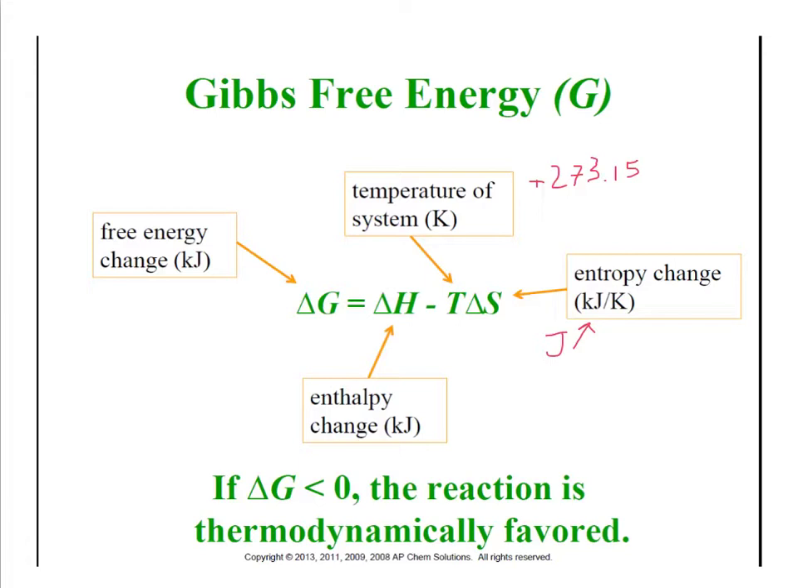And just like with the delta H and delta S, with delta G, it's all about the positives and the negatives. If you plug the numbers in and you get a negative number for delta G, that means the reaction is thermodynamically favored. Another way of putting that is it will occur spontaneously. So a reaction that has a negative delta G would be a spontaneous reaction, which means that it occurs naturally. It doesn't need anything to push it. It spontaneously occurs.